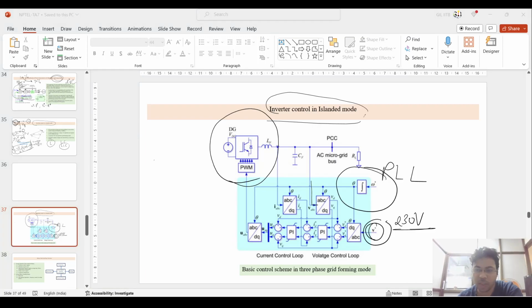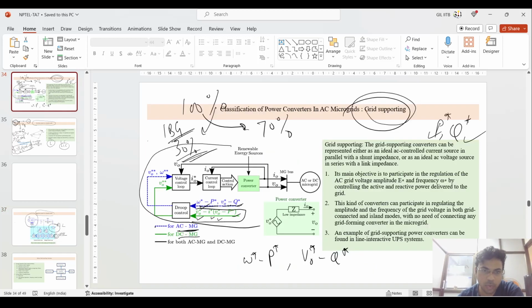Up to this point, if you have the last slide, this inverter will operate in the previous last point, I think. So this AC microgrid, if you are seeing here, what reference should you take? You should take the reference as omega star, P star, and here V star, Q star.